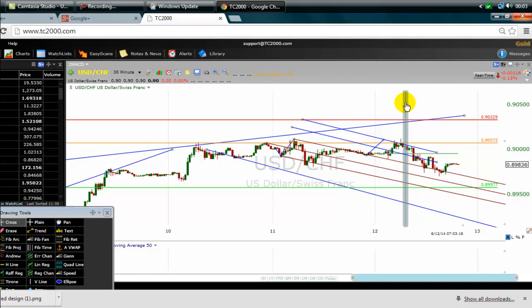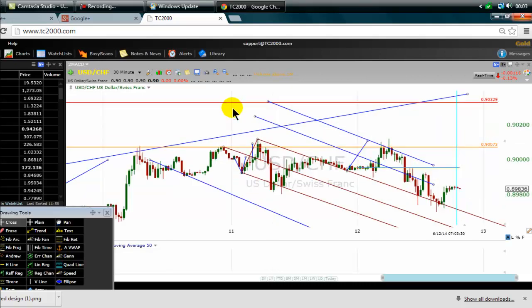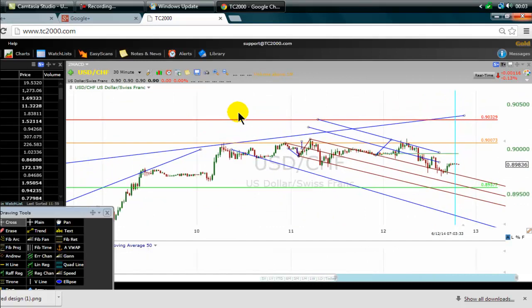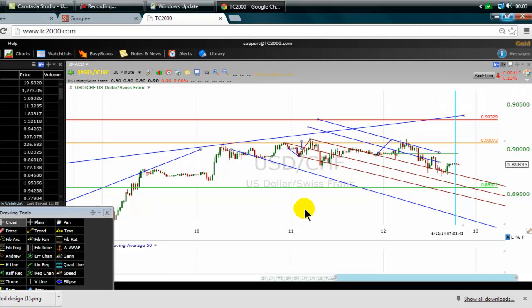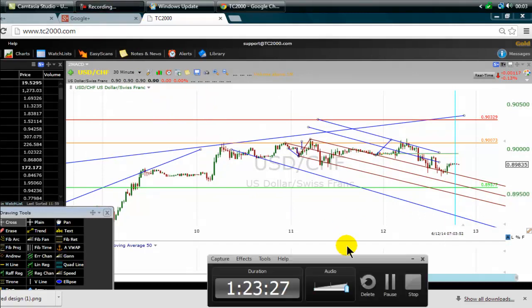So before we go, I'll move the two vertical lines to where I'm pausing now. And when my target is hit, I will come back and wrap it up. So pausing the video. Today is Thursday, the 13th of June. The time in London is now 3 minutes past midnight, in New York, 3 minutes past 7 p.m. So I will speak to you when my target is hit. Hope you learned something from this video. This is the most important thing. So, pausing the video again, and we'll see what's going to happen.